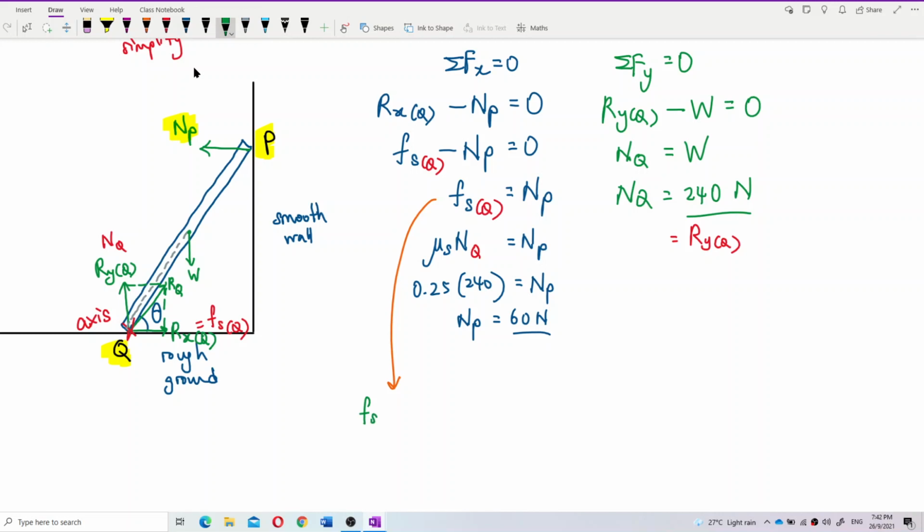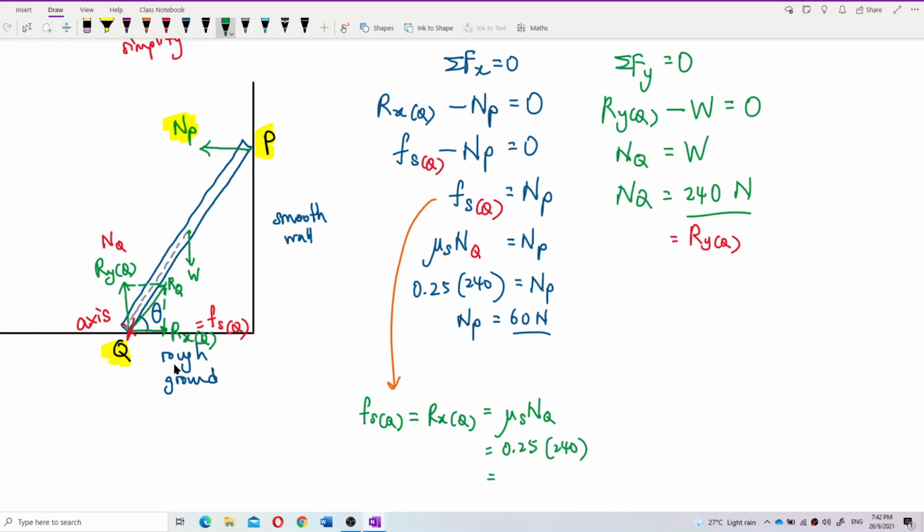So the friction on Q, which is also called the Rxq. Rxq is mu s N, but this mu uses the normal force on Q, right? So we also actually got that already. We also got the friction already.